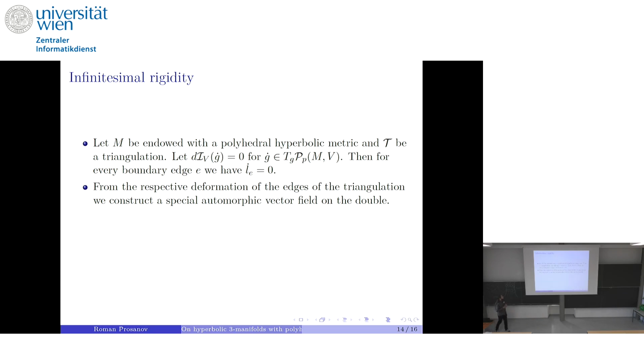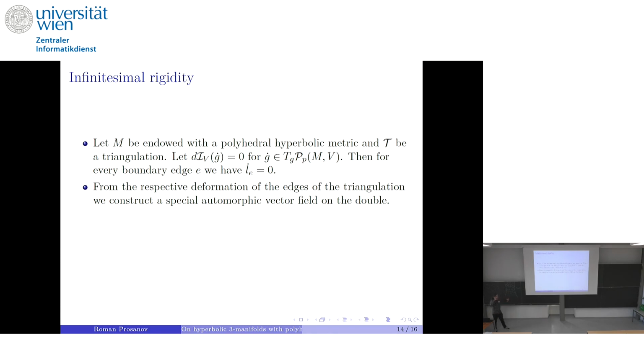One of the main points of the proof of infinitesimal rigidity is the following. We now have a triangulated complex, and an infinitesimal deformation of it which induces 0 deformation on every boundary edge. So we take 2 copies of it, glue them together, and consider one deformation on one copy and minus this deformation on the other copy. So we have deformations of all edges. But this is not really connected with the infinitesimal theory of hyperbolic cone manifolds. In order to connect them, from this infinitesimal deformation of the triangulation we construct an automorphic vector field on our double, of some special form.